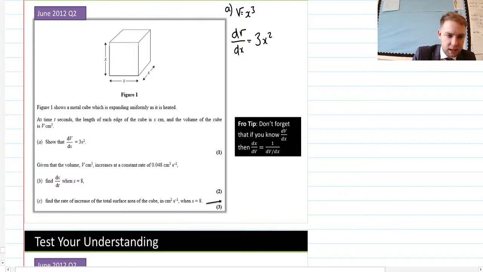That was part A. Part B, now there's a part which it says here, which is important. The volume is V, given that the volume increases at a constant rate. Now, it's this constant rate part that I'm thinking about here. The units will help me. The volume is increasing at a constant rate of 0.048 centimetres cubed per second.